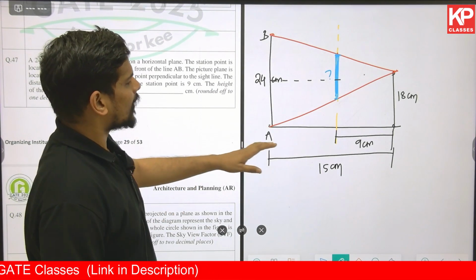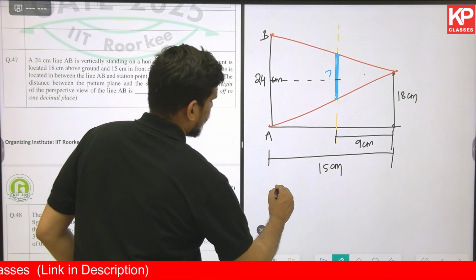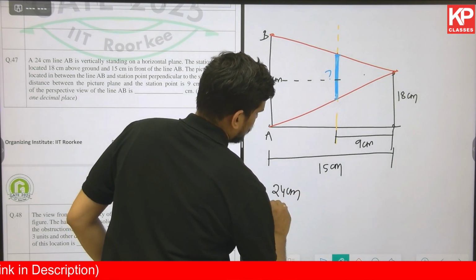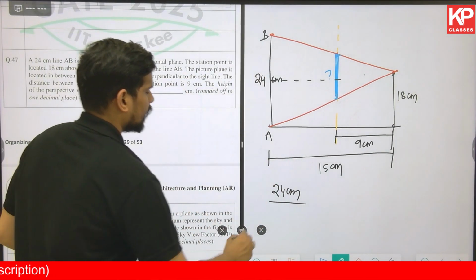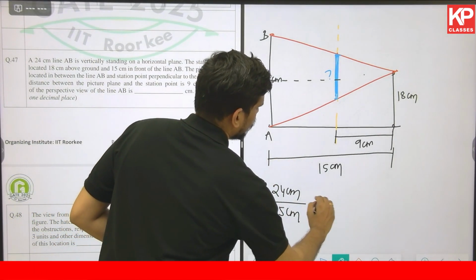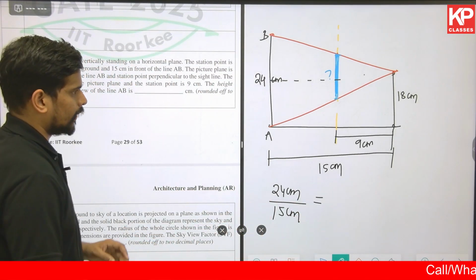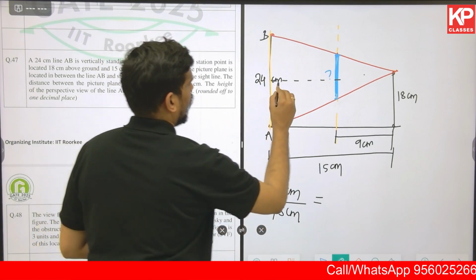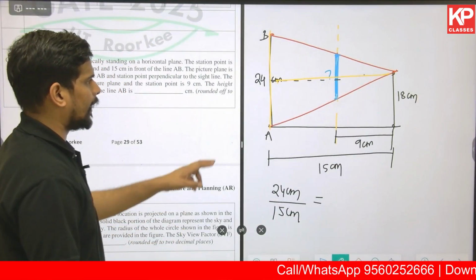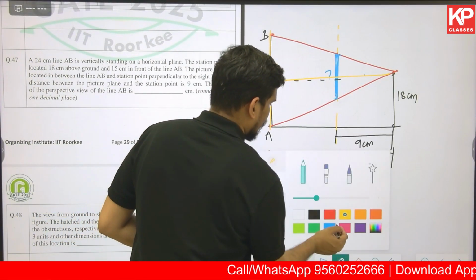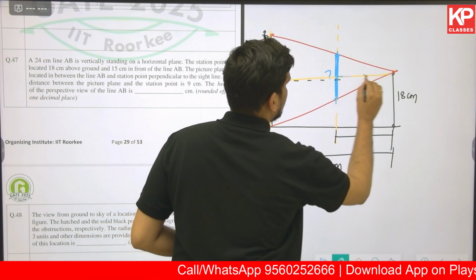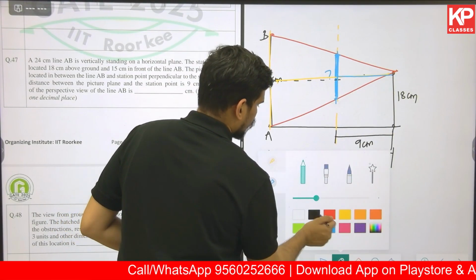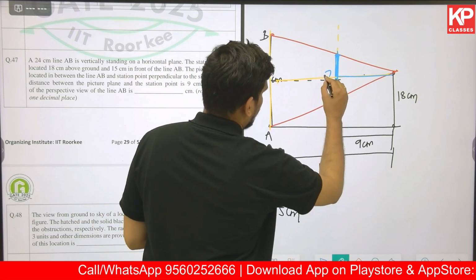So for the larger triangle, what is the base? 24 centimeters, divided by the height of the larger triangle, which is 15 centimeters. This is the ratio of base and height. I'm taking this as the base and this as the height. The ratio of base and height for the larger triangle should be equal to the ratio of base and height of the smaller triangle also. So that will be equal to, what is the base of the smaller triangle?